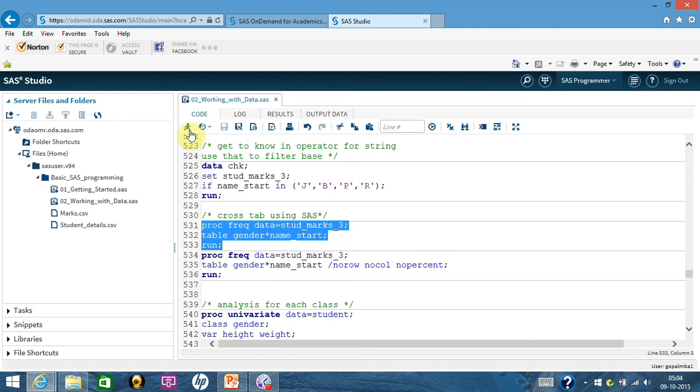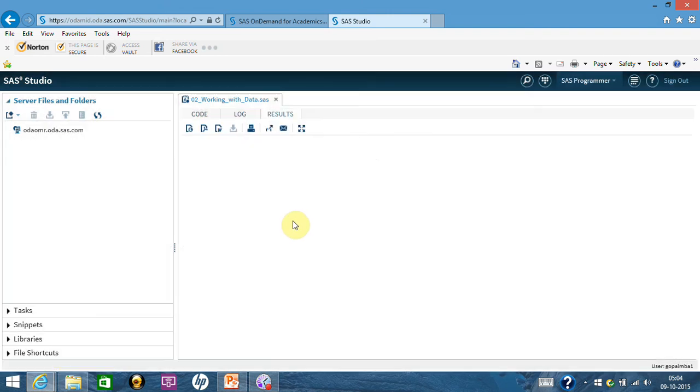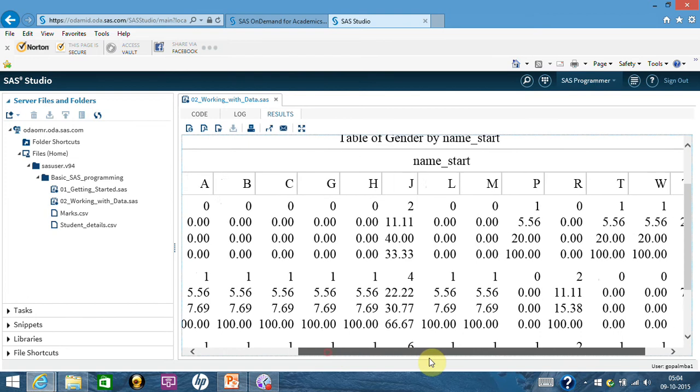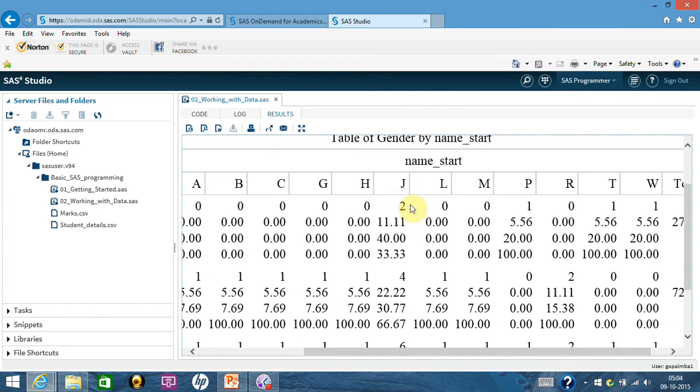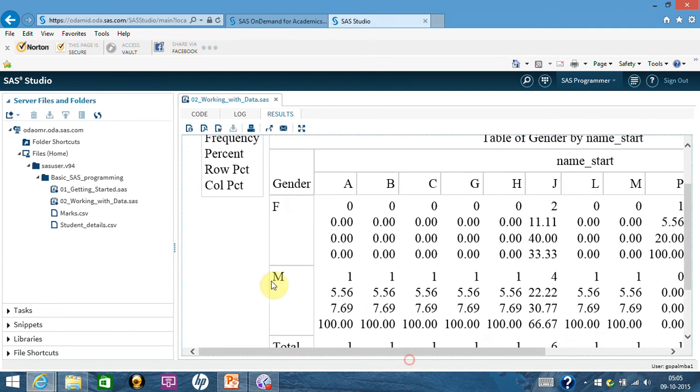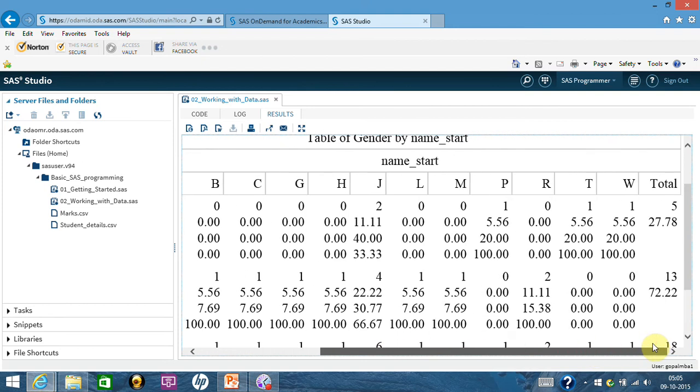So when you run it, it shows you the interaction of the two variables. For gender F, for female there are two names which are starting with J, one with P, one with T, and one with W. So that's how you have got 5 people. And for male, you can see there are 1, 1, 1 here, 4 names which are starting with J, and 2 names which are starting with R, and that's how you got the 13 people.